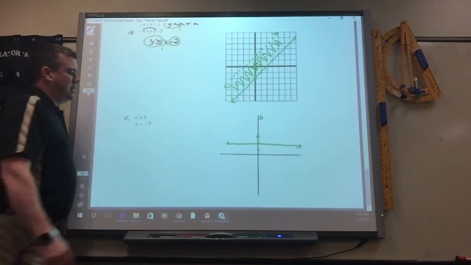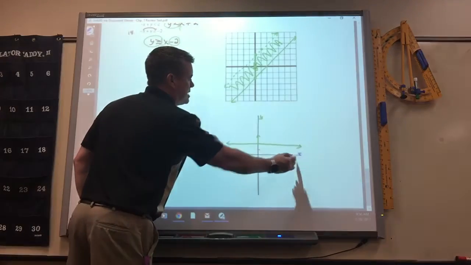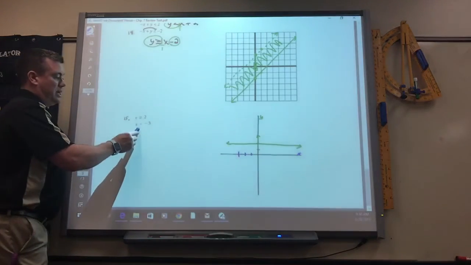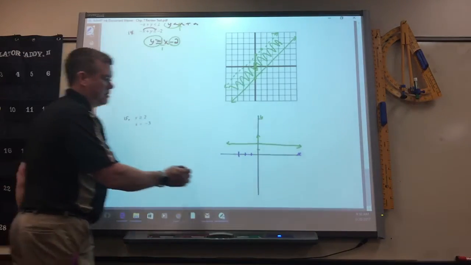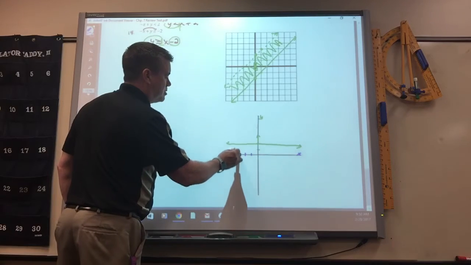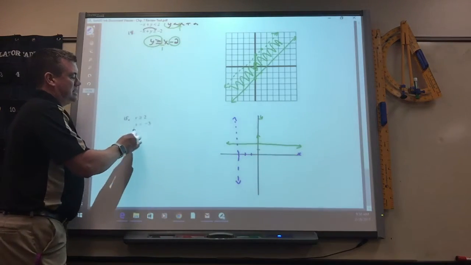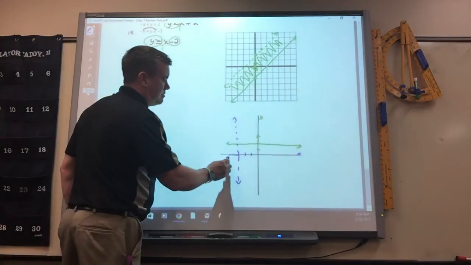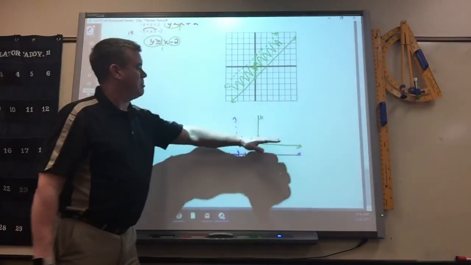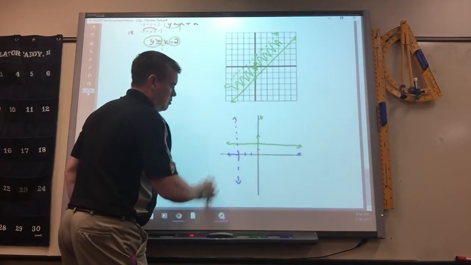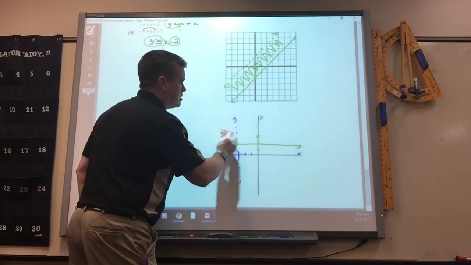X less than negative 3 crosses the x-axis at negative 3. This one is dotted because it doesn't have the equal sign. And x is less than, so that's everything to the left. So it's above this, left of that, which means it's this part that's shaded.